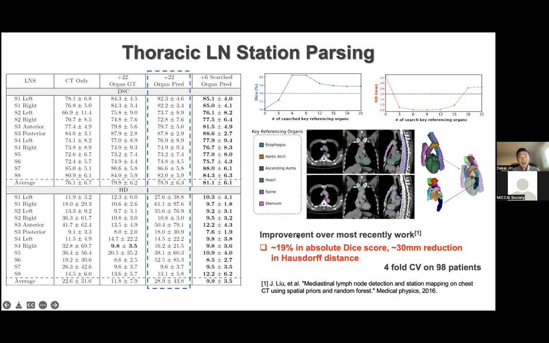For the station segmentation results, they observe almost 20% absolute DICE score improvement when compared with a previous non-deep learning station segmentation method, because there are not lots of lymph node station segmentation works existing. Oh, by the way, when you use the 22 organ predictions to infer the lymph node station boundaries, we can see that although the DICE score didn't decrease a lot, there are actually pretty large Hausdorff distance errors.